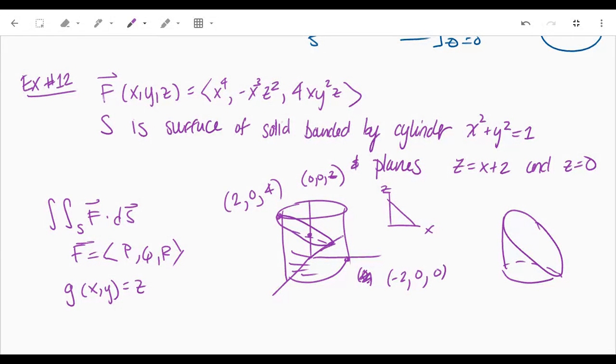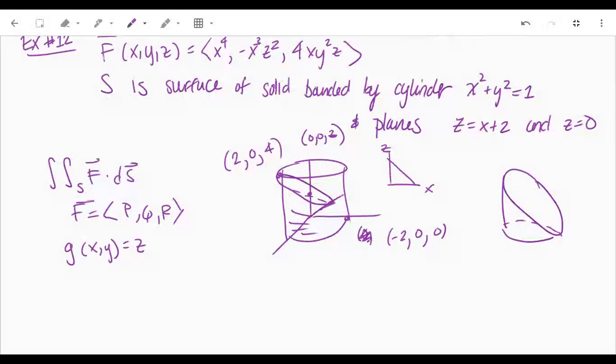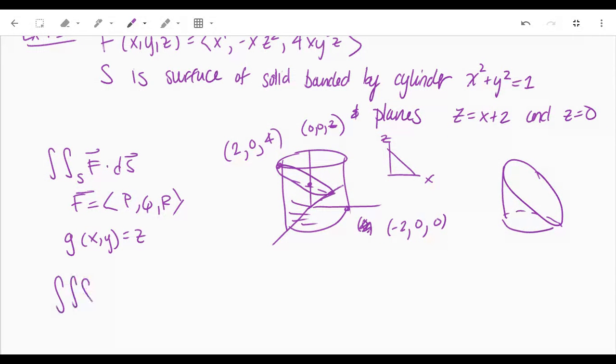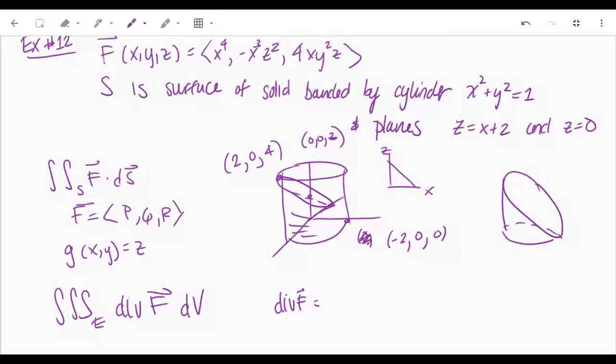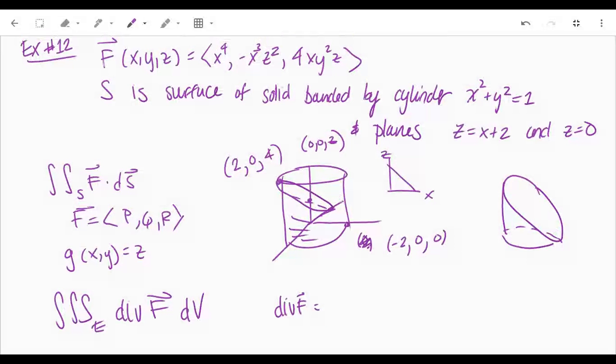So if we wanted to do this, we'd have to flip our axes, and rather than everything depending on z, maybe it depends on x or y. It's just going to get too tricky. Okay, we don't want to do this. We want to do this. Okay, so your divergence of f will be 4x cubed plus 0 plus 4xy squared.